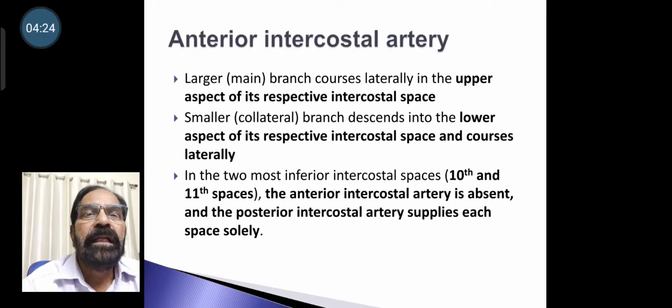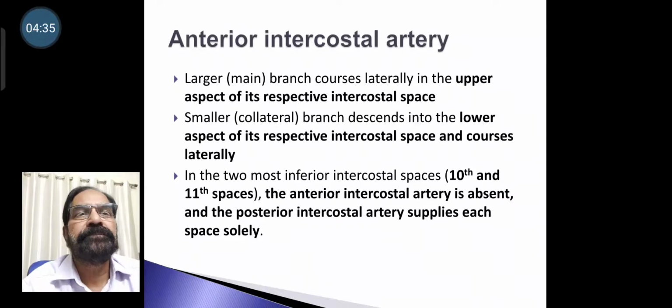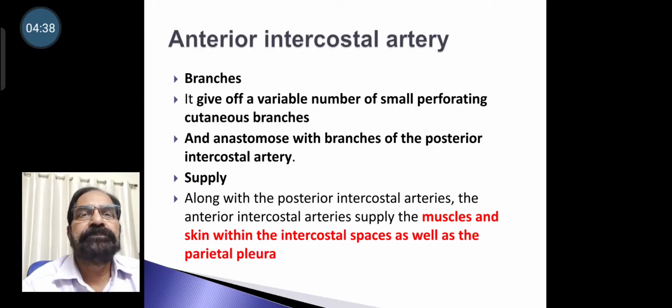In the two most inferior intercostal spaces, that is 10th and 11th, the anterior intercostal artery is absent and the posterior intercostal artery supplies each space solely. Branches of the anterior intercostal artery: it gives off a variable number of small perforating cutaneous branches and anastomoses with branches of the posterior intercostal artery. Area of supply: along with the posterior intercostal arteries, the anterior intercostal arteries supply the muscles and skin within the intercostal spaces as well as the parietal pleura.